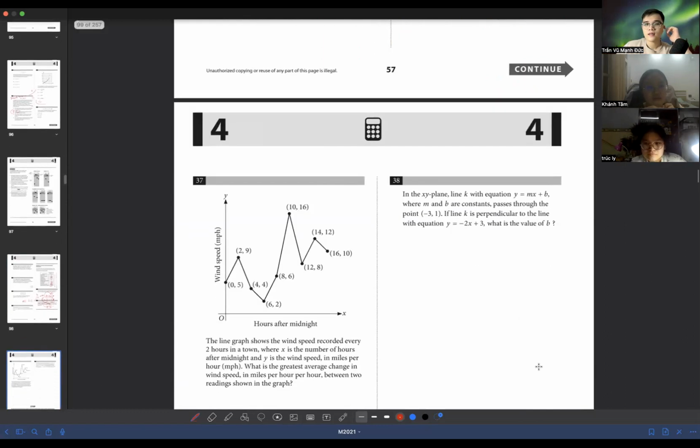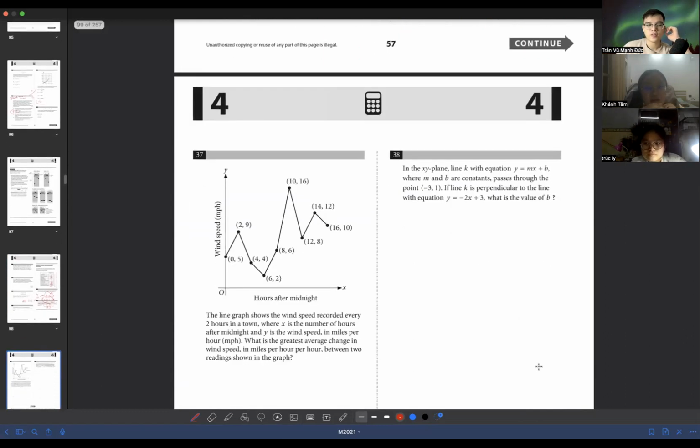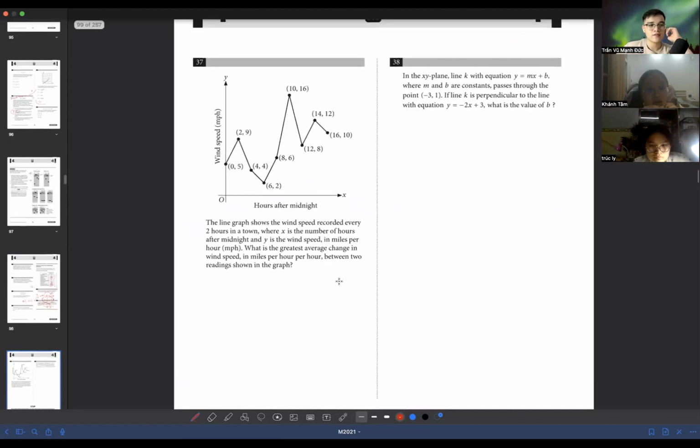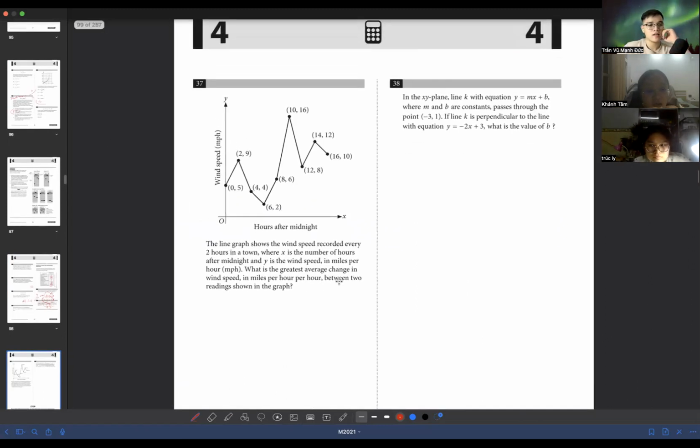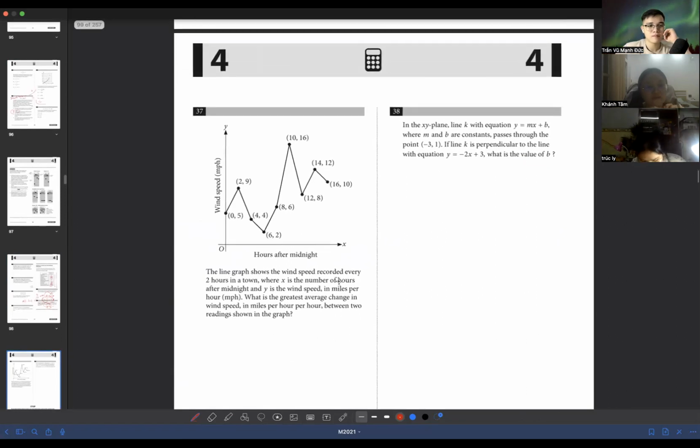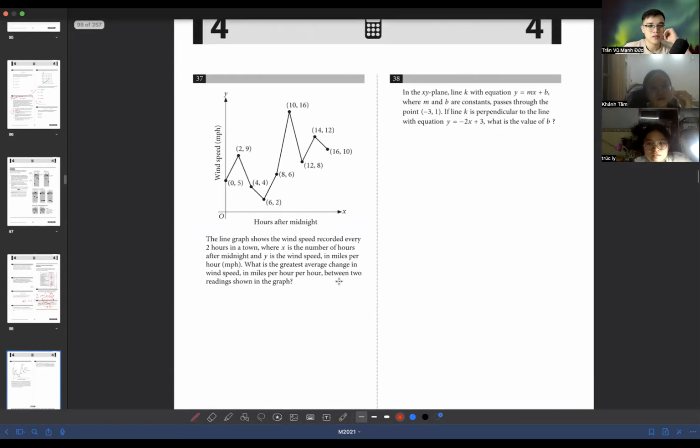38. 37 is interesting. Why didn't I give 37? Oh, 37 I did give. What is 37, Lina? 47, 5. Greatest average change in wind speed. How did you calculate 5? What values did you pick?